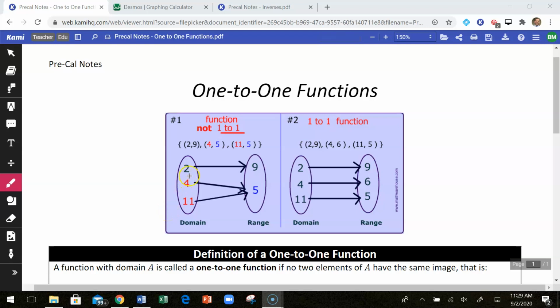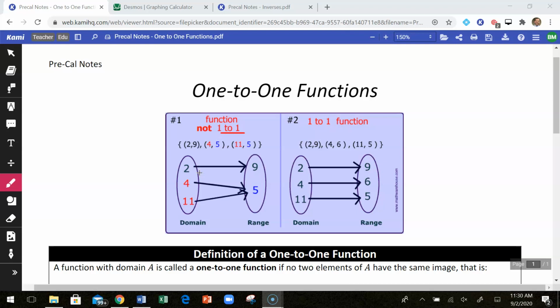And the way that you would do that is you would look to see that an x did not give you two different y values. So we couldn't have like 2 going to 9 and also 2 going to 5 or something else like that, right? So an x value couldn't give you two different y's, and the problem with that is you would have something that would not pass the vertical line test, and therefore if it didn't pass the vertical line test, it wasn't a function.